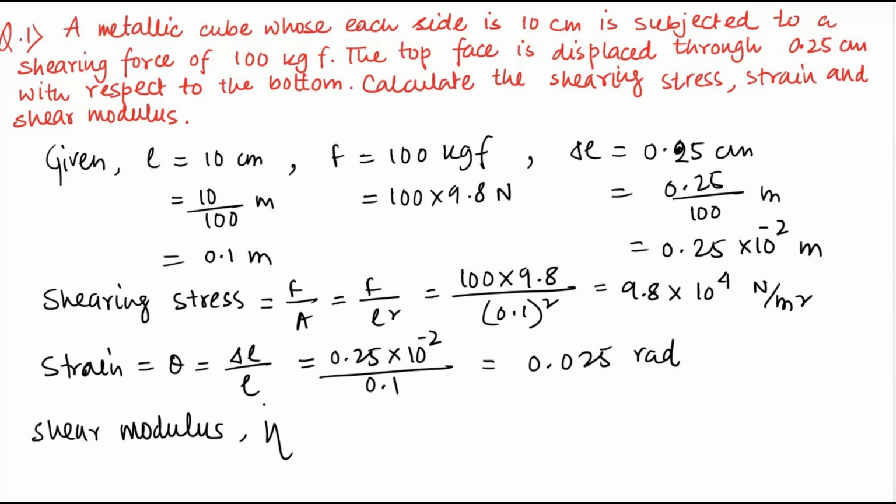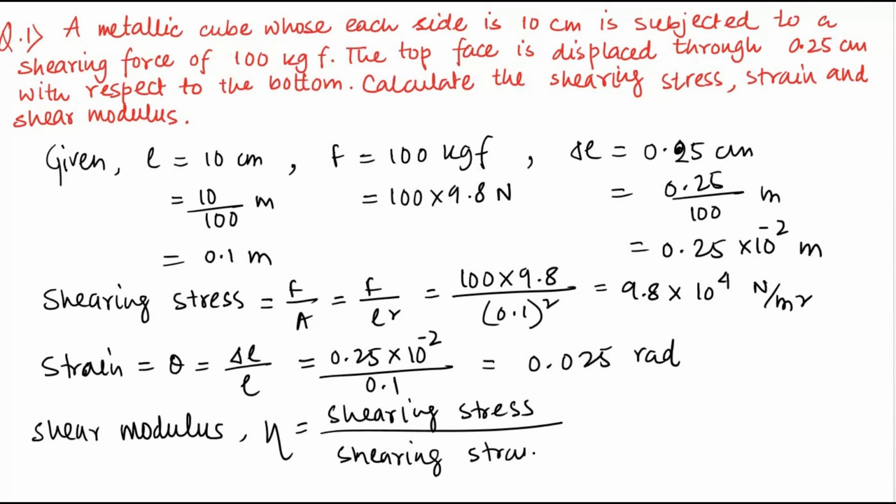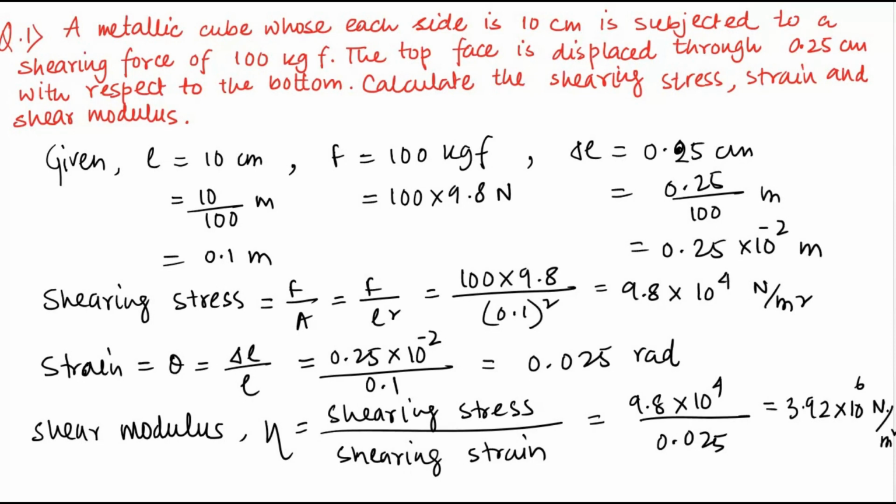So eta is equal to shearing stress divided by shearing strain. So shearing stress is 9.8 into 10 to the power 4 Newton per meter square and strain is 0.025. So after calculating this, we'll be getting 3.92 into 10 to the power 6 Newton per meter square. Okay, so these are our answers.